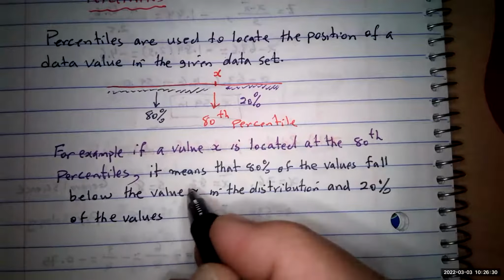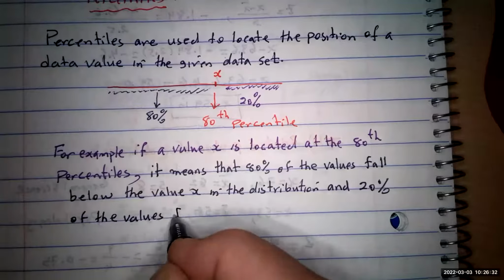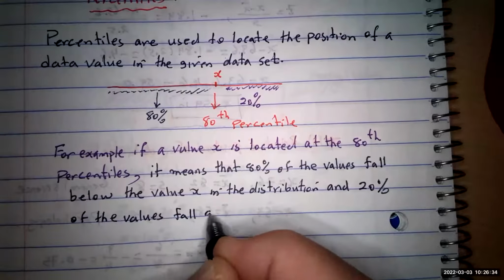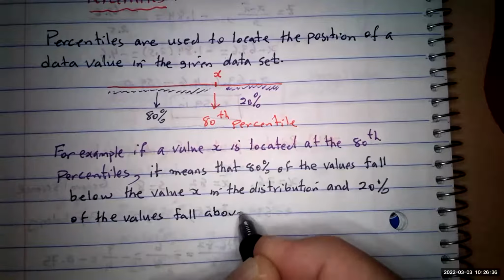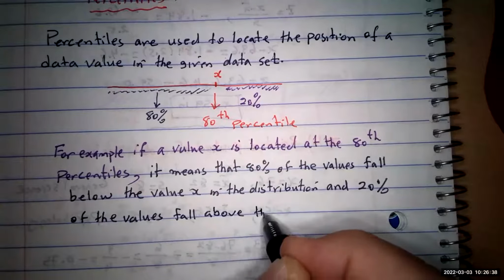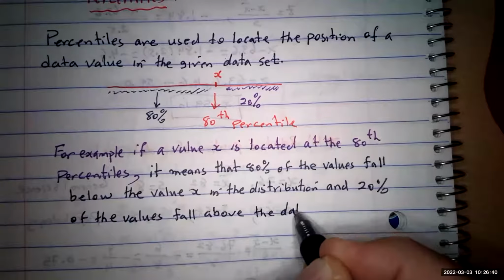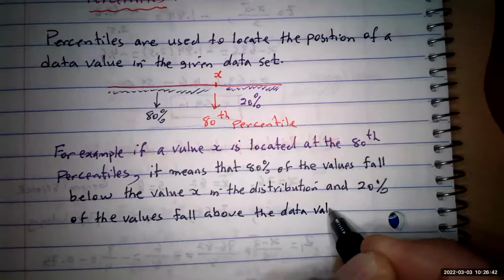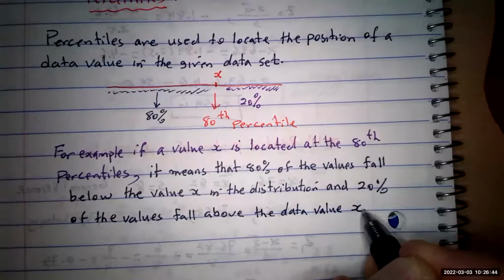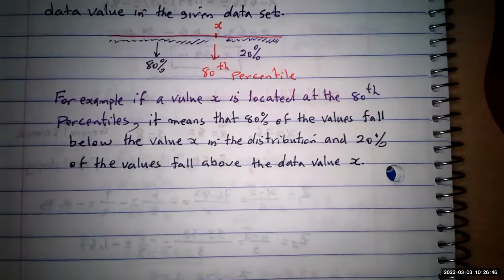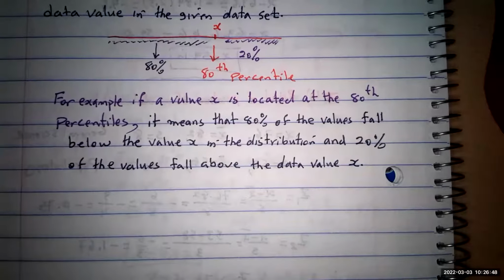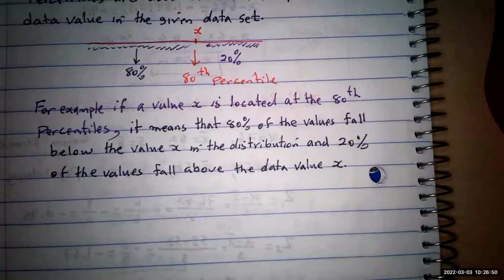Values fall above the data value x. Okay, so this is the situation that we are going to have. And so we are going to have a special notation for this ranking.